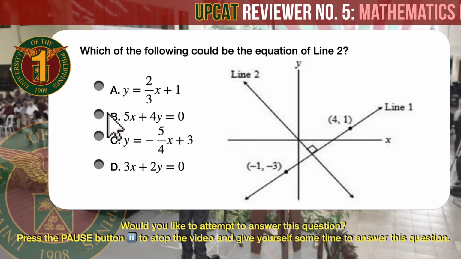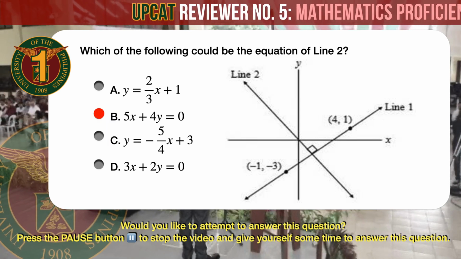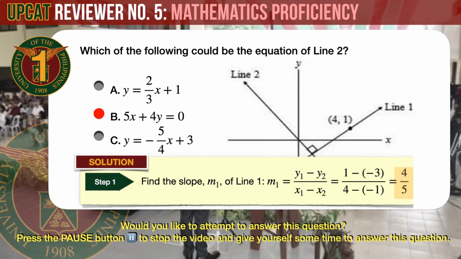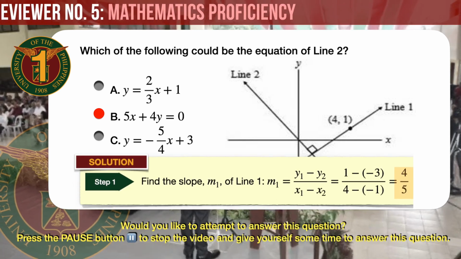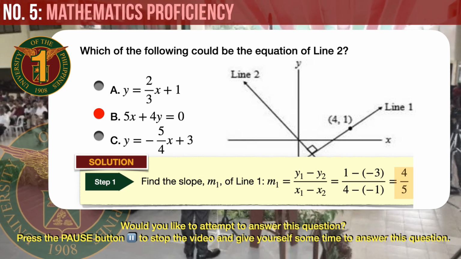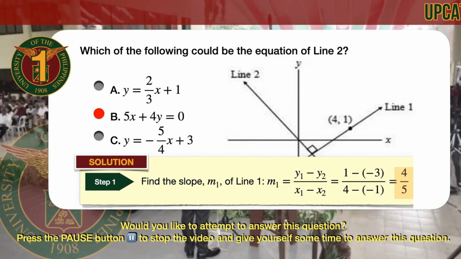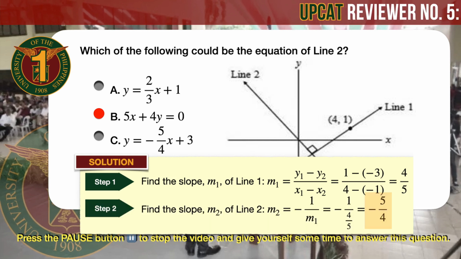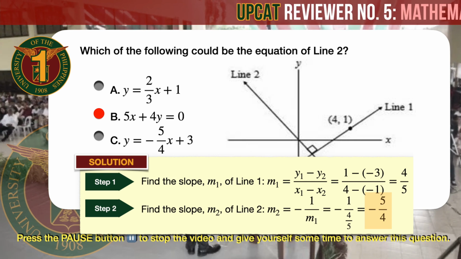The correct answer is B. 5x plus 4y equals 0. Recall your geometry topic, 2 points and a line. We know the coordinates of 2 points in line 1, therefore we can find its slope. We've computed the slope of line 1, m1, as 4 over 5. Note that line 2 is perpendicular to line 1.